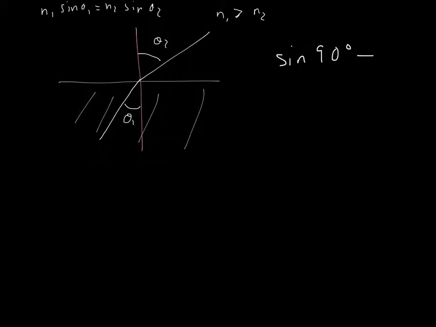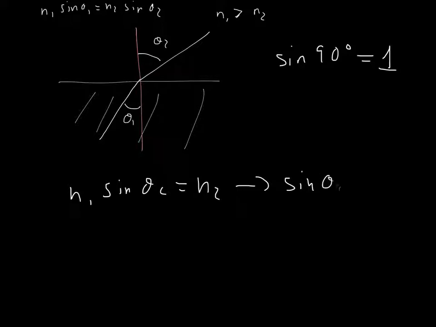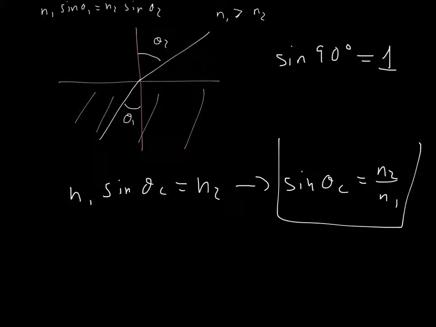Hopefully you remember that the sine of 90 is 1. So sine of theta 1, sine of theta 2 is 1. So then I have that n1 sine of the critical angle equals n2 times 1, which is just n2. From here, I can just deduce that the sine of the critical angle is n2 over n1. That easy.